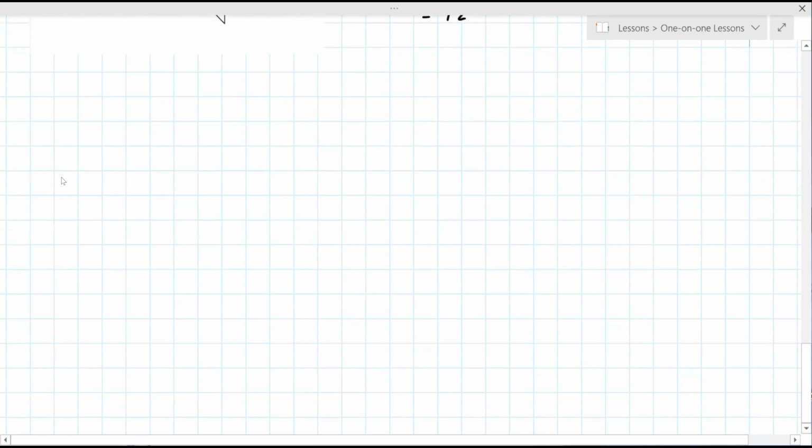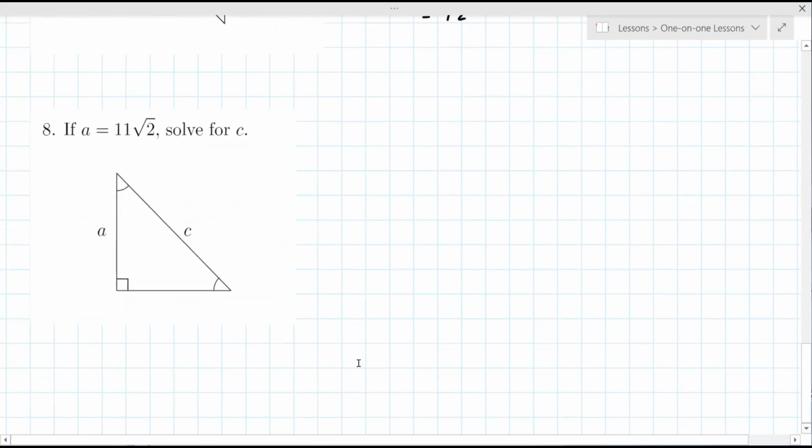There is a method to this. We're going to get to 30, 60, 90s, but we got to get through this first to make it clear what we're doing. So this is a problem for you to try. I'm giving you a leg again. I'm telling you that the leg is 11 square root 2. C is the leg times the square root of 2, meaning you have to do an additional square root of 2 with it.